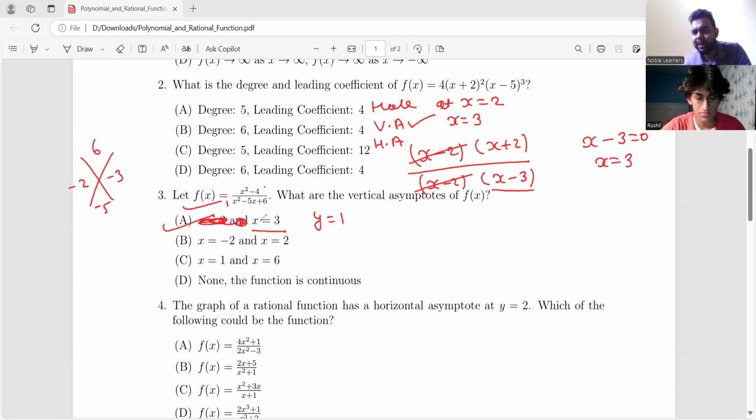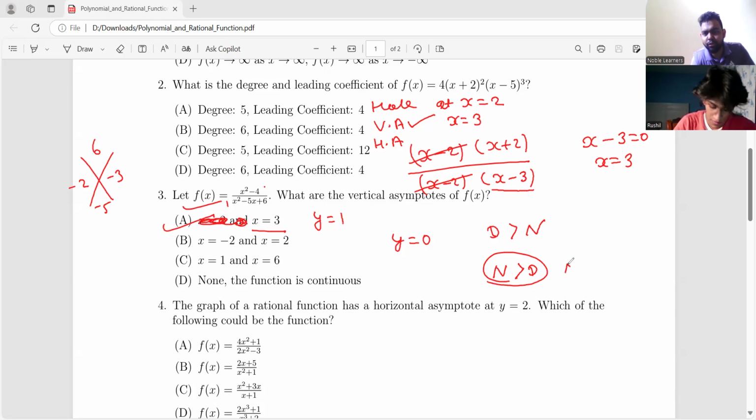When the degree of the denominator is greater, that means the denominator is really big, so the value will approach 0. So y equals 0 will come. That happens when the degree of the denominator is greater than the numerator. And when the numerator is greater than the denominator, there is no horizontal asymptote. Then there could be a slant asymptote or oblique asymptote.